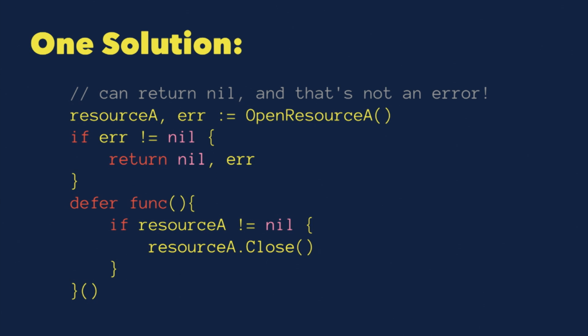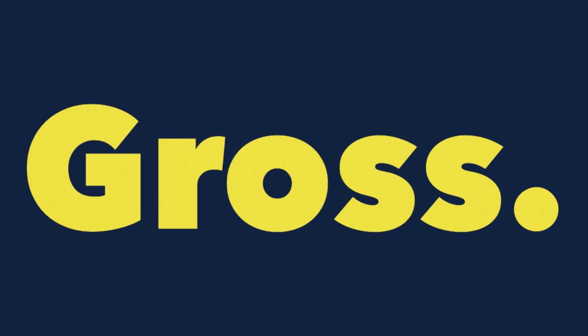And one way we can do this is with an inline function, an anonymous function. We can just do our little check there, and if it's not nil, then we'll close. The one problem I find with this is that it's gross. I don't like this. Now, can everybody see this? I don't know if that's big enough.